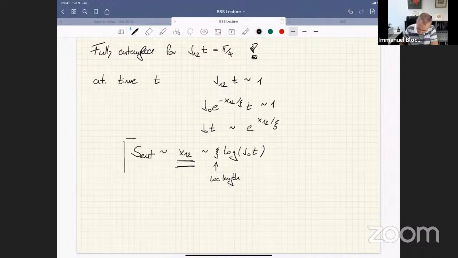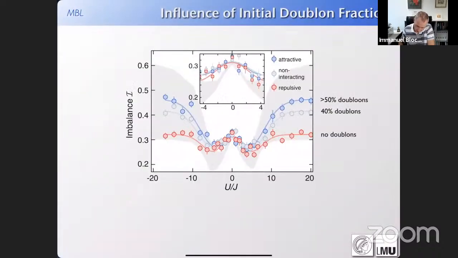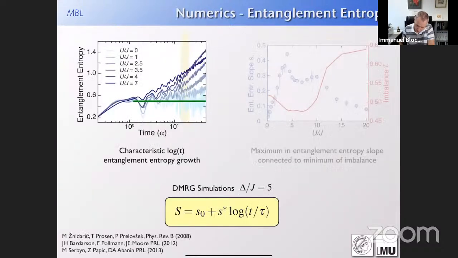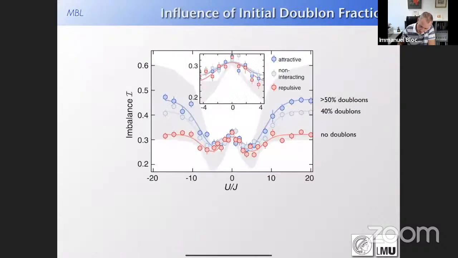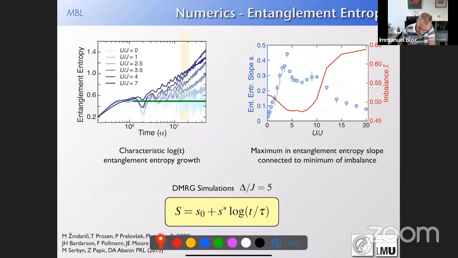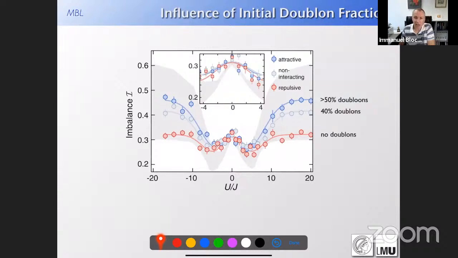So this tells us how we can derive this entanglement entropy growth, this celebrated log T entanglement entropy growth. And now, going back to the numerics, we can understand why this large slope in the entanglement entropy growth is connected to the small value of the imbalance you get. And remember, this W shape that you get here for the system is exactly what we saw in the experiment. This behavior of the imbalance as a function of U over J is precisely what we saw in the experiment.